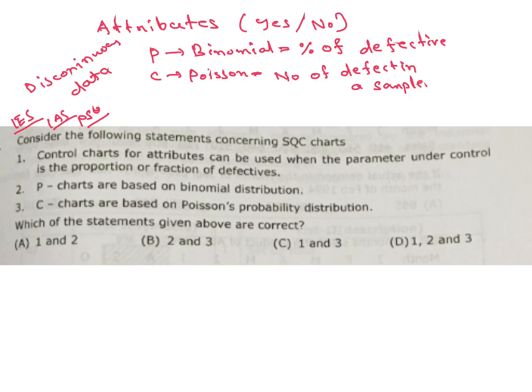The P chart follows binomial distribution. Here we calculate the percentage of defective. And the C chart follows Poisson's distribution, and the number of defects in a sample is calculated in the C chart. Control charts for attributes can be used when the parameter is proportion or fraction. So this is correct: P chart, binomial distribution, correct. C chart, Poisson's probability.